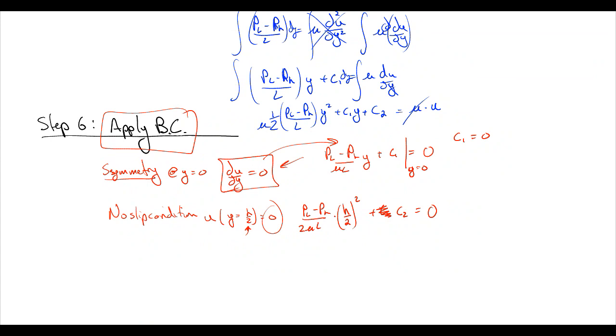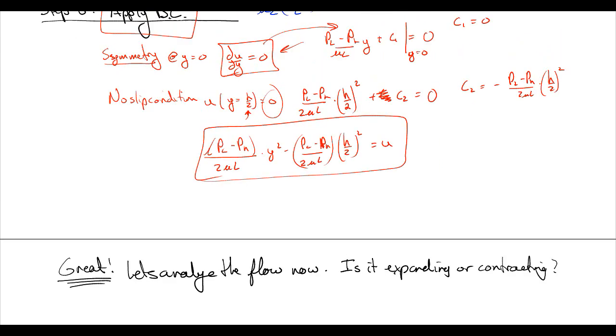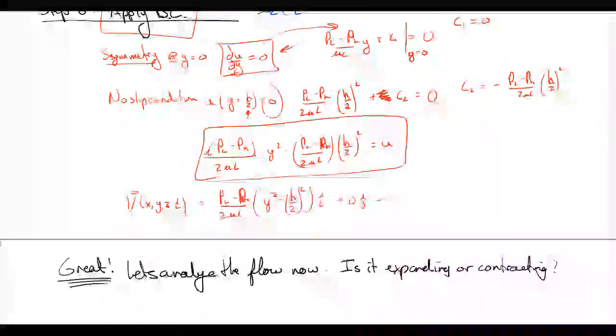And if we write out our final equation, we find that (PL minus PH) over 2 mu L times y squared minus (PL minus PH) over 2 mu L times h over 2 squared is equal to u. And this is our velocity profile. So if we wanted to write out our full velocity equation in Eulerian coordinates, we would say V, which is a function of x, y, z, and t, is equal to (PL minus PH) over 2 mu L, and I'm going to do a little bit of simplification here, times y squared minus h over 2 squared, times i hat plus 0 j hat plus 0 k hat.